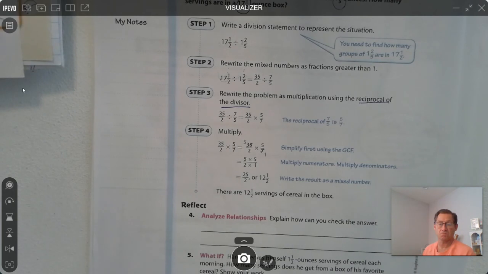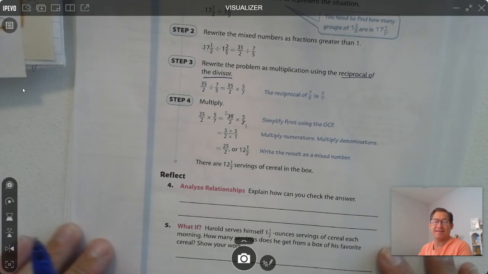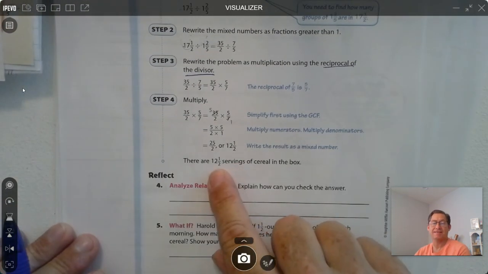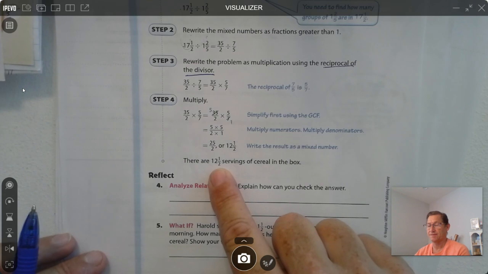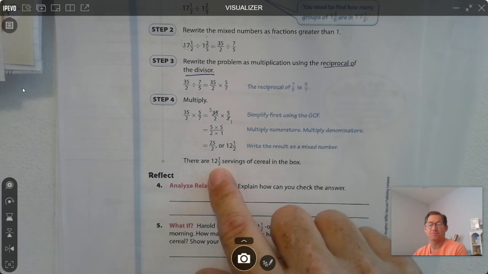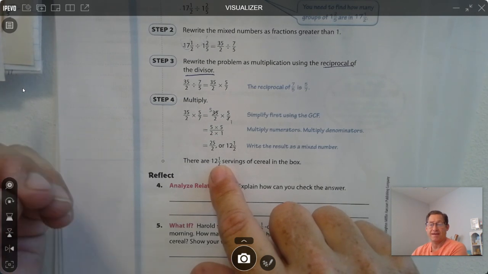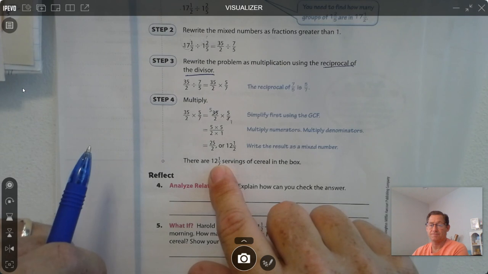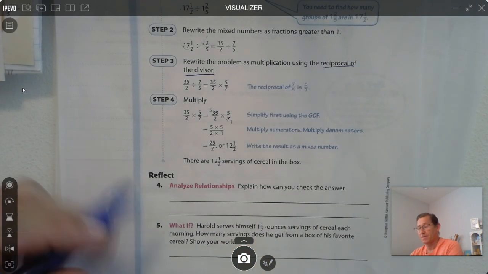All right. So explain how you can check the answer. How could we check that this answer of 12.5 is correct? Well, it's the same way that we would check any division problem. You take the quotient, 12.5 in this case, multiply by the divisor, and you should get the dividend.